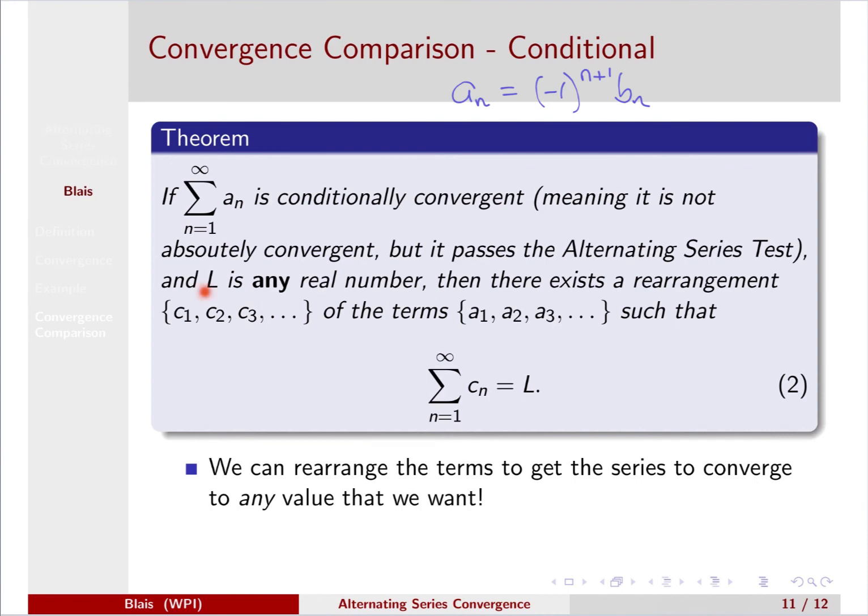This means you can pick a real number out of a hat, and you can find a rearrangement of the terms from the conditionally convergent series such that the sum of those rearranged terms equals that number. You can get your series to converge to whatever you want by finding the right rearrangement of terms. So how does this work? We can take a look at this with a visual.